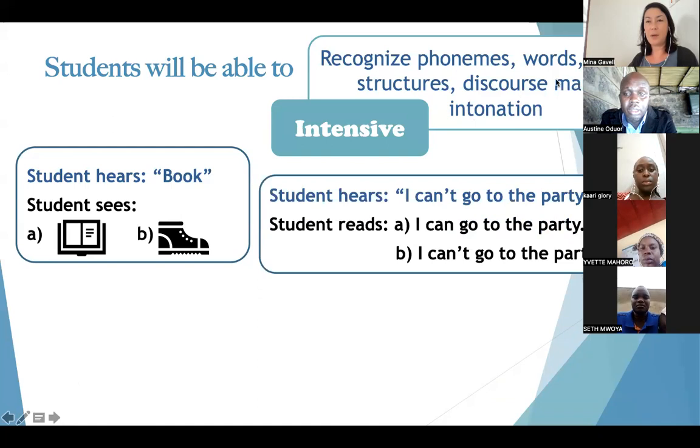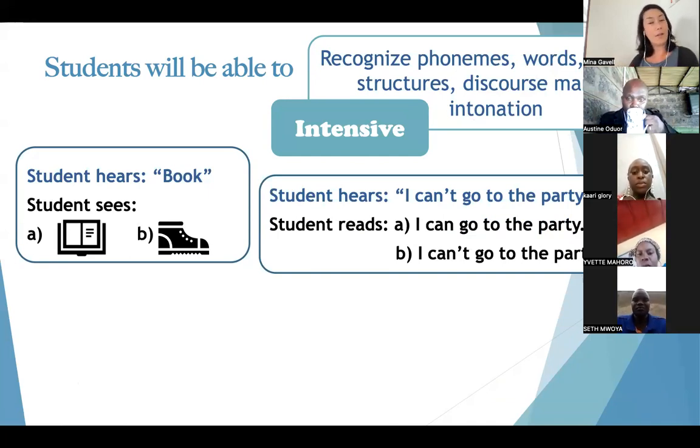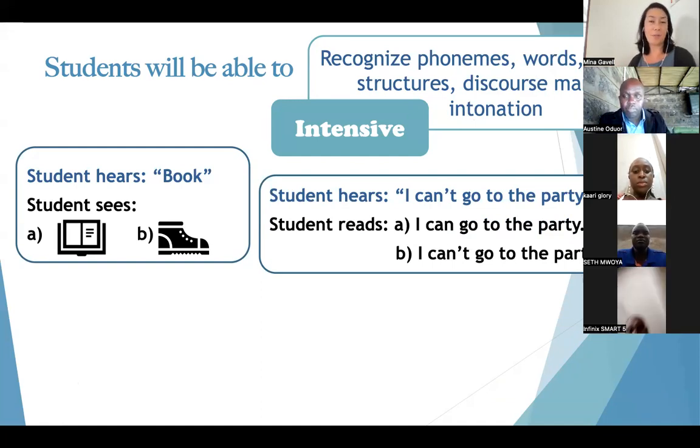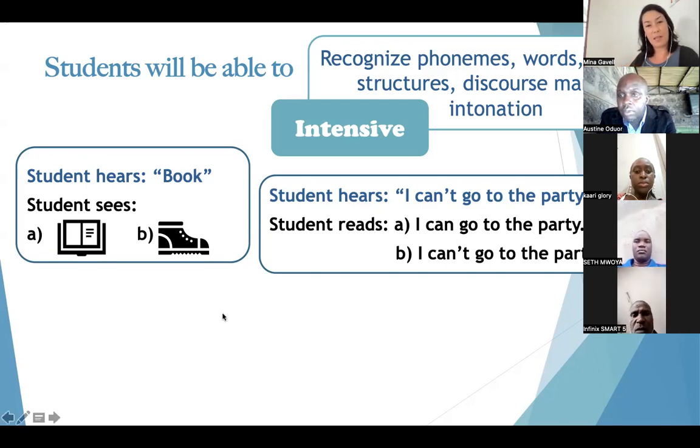Also intensive listening, but perhaps a little bit harder, sorry, it's a full sentence. A student hears, I can't go to the party, and they need to determine which sentence is the one they heard, so they would have to identify that can't. Or they might be able to do this instead through intonation. I can go to the party versus I can't go to the party. There would be a different intonation to it as well. So this might be phonemic, or it might be with the intonation.